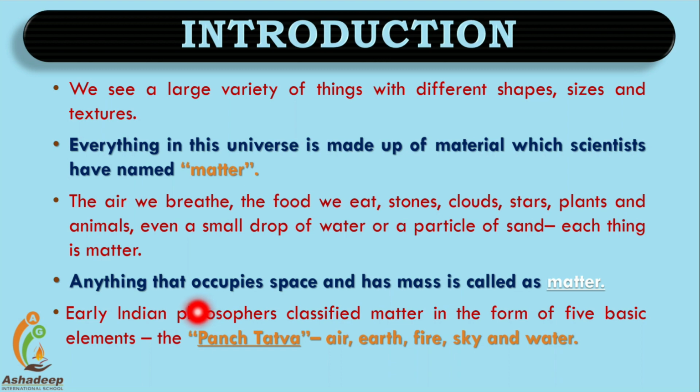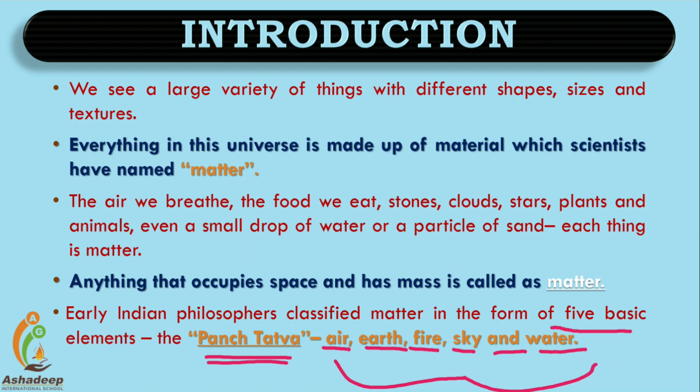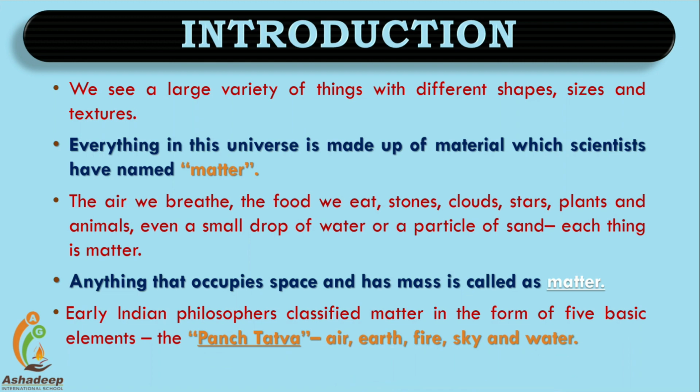Every Indian philosopher classified matter in the form of 5 basic elements, and they are called Panch Tattva. Panch Tattva includes air, earth, fire, sky, and water. Now these 5 things are called Panch Tattva, and all these Panch Tattvas are nothing but matter. You should remember what the Panch Tattva are.